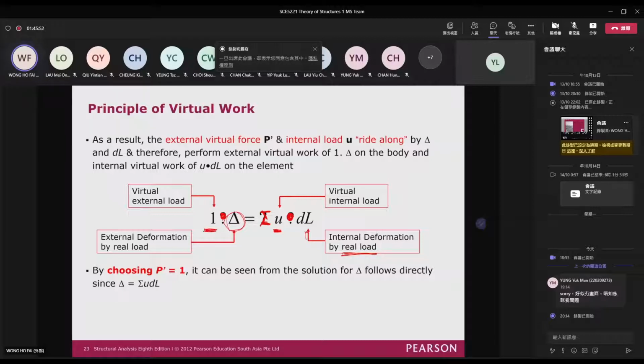This one is the unknown. You do not know this one. This is the deformation that you want to find. From the virtual force, this one is known; you know how to find it. And this dl is due to the real load, so this one is also known. So you just use these two known values to find the unknown value. This is the so-called virtual work method.